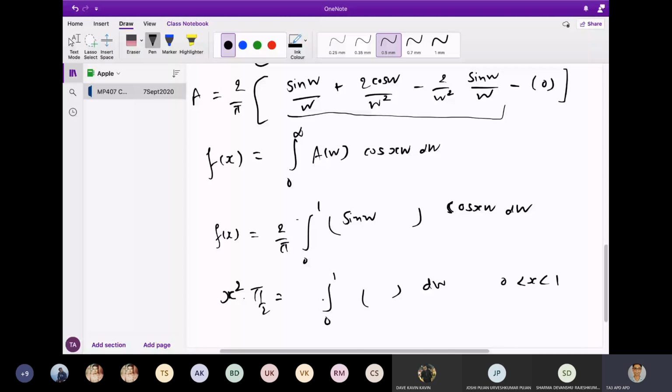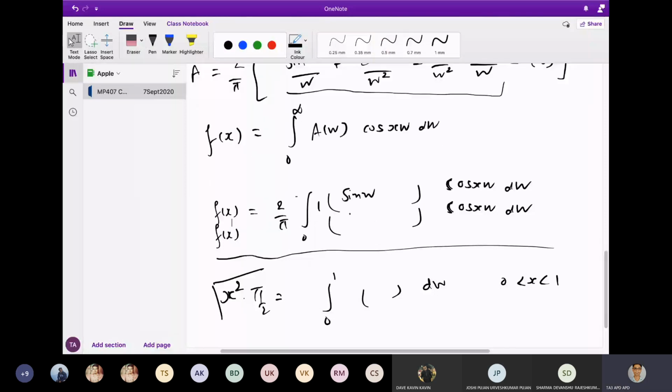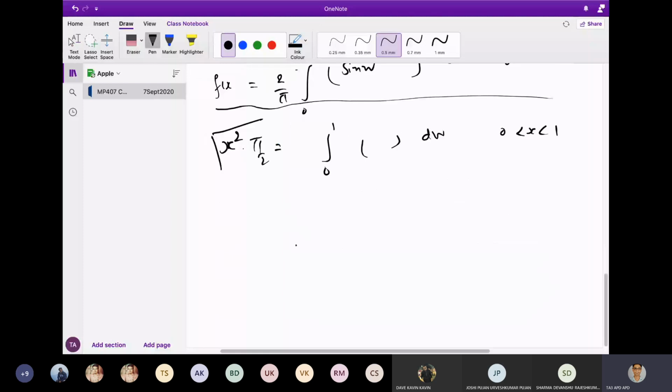But yeah, we don't need to go for this step. If you are asked to just calculate the Fourier cosine integral, then this is what you just write down. This will be the answer. F of x equal to this. And yeah, so that was the Fourier cosine integral.